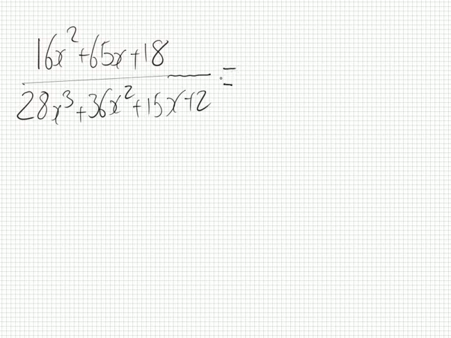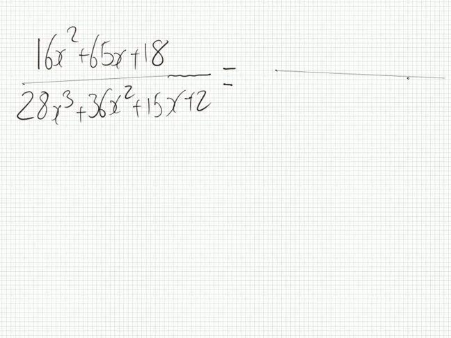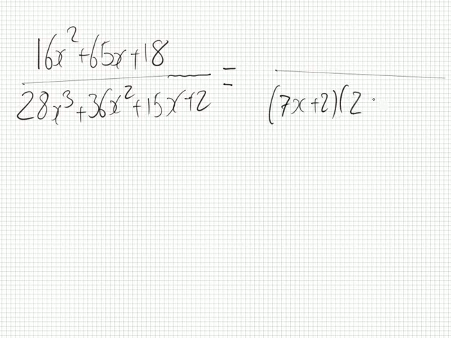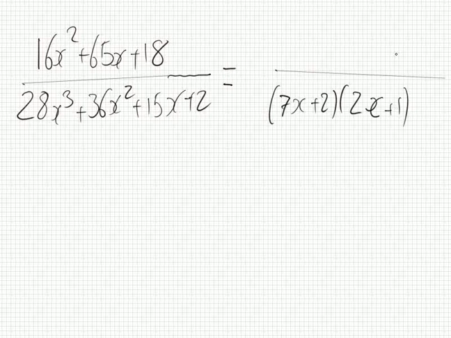Okay, Amjad, no, I have the calculator here. So let's see what we get here for our cubic. 28, 36, 15 and 2. Sorry, that looks like a 12, doesn't it? It's a 2. No, it's plus 2. So the first one would be 7x plus 2. The second one would be 2x plus 1. But you notice now the calculator stopped.